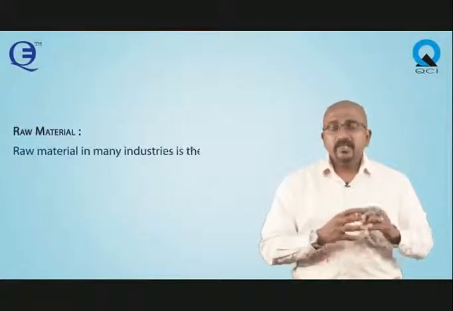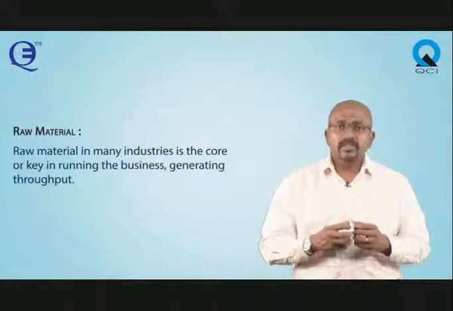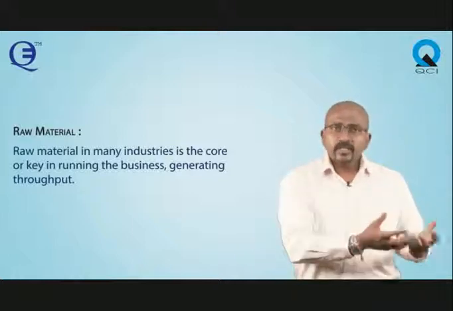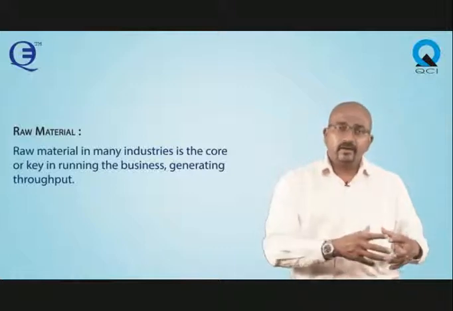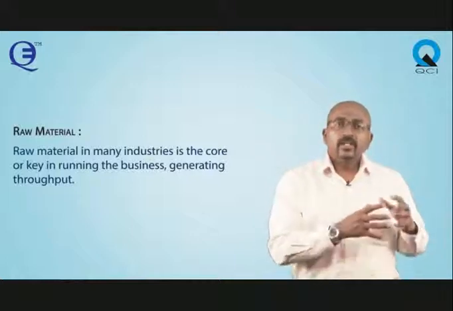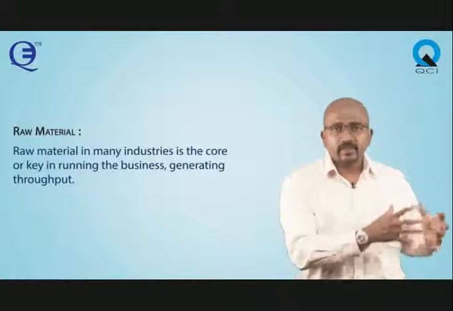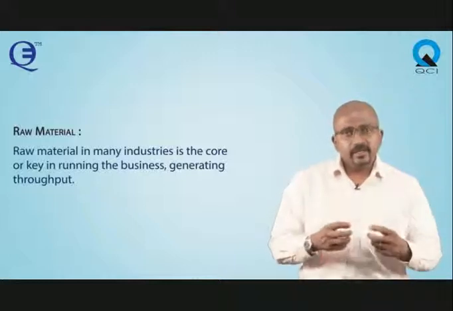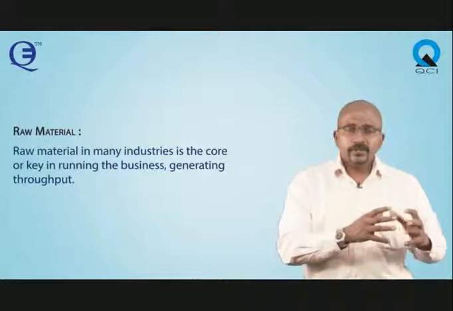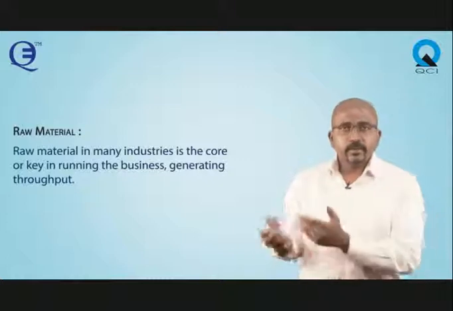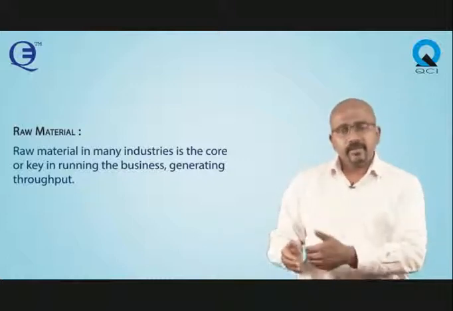Let's come down to the raw material part. Raw material in many industries could be the core or the key to you running your business. That means generating throughput. If you look at certain businesses which rely on natural products like rubber or soya production, they will need to buy as much raw material as possible at the lowest price, because seasonality or variability can truly impact their throughput. So if these people buy a huge amount of raw material, it actually is aiding them to do their business. It does not have a negative impact on their business.